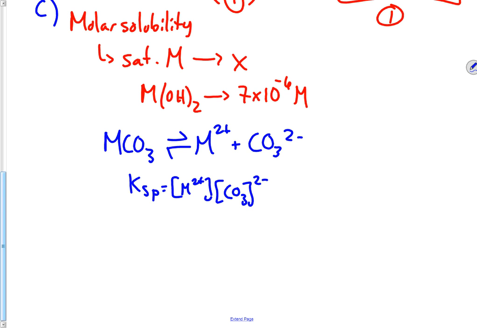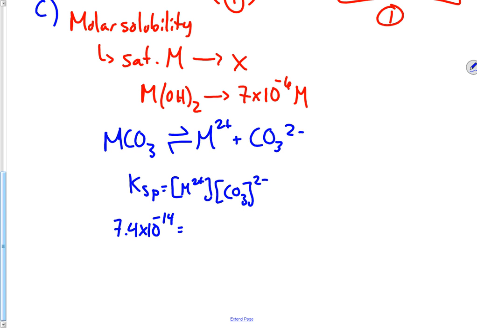So the fact that they gave us the KSP expression, what is that going to equal? It's going to be X times X. Why? Those are both 1 to 1. If you put this all into an ICE box right here above, it'd be 0 plus X, 0 plus X. Oh, it's just X squared. So X is going to equal the square root of that. And that's it.